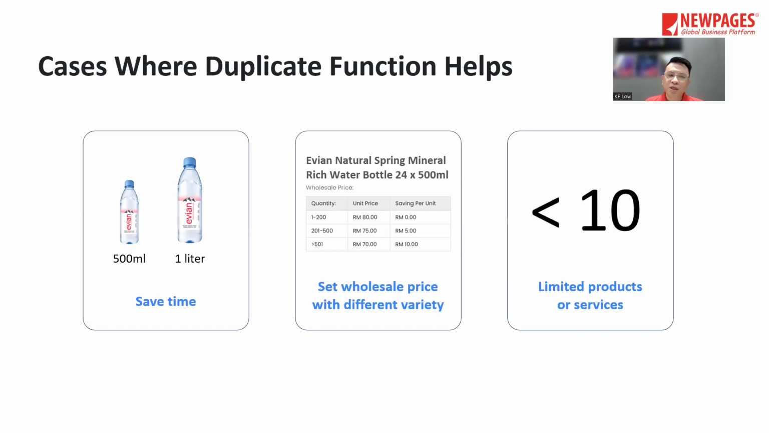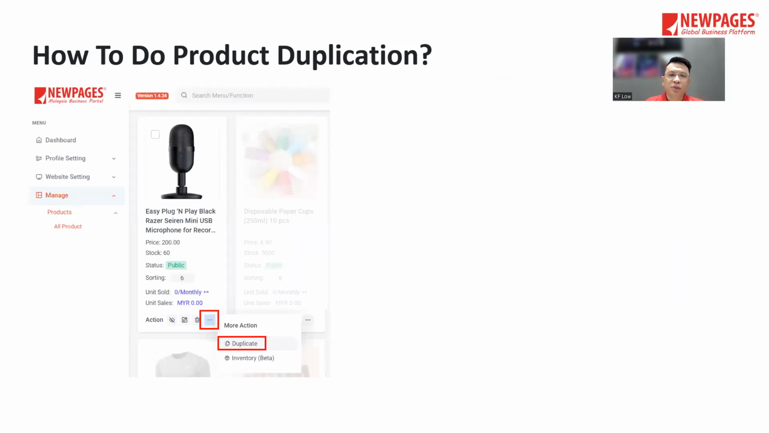So speaking about product duplication, where can you find this function? How do you duplicate a product? You can go to our merchant system, New Pages merchant system, NMS, and under manage products, you will see this 3 little dot icon. You just click on that icon, and it will reveal more actions. Just click on duplicate, and it will populate all the information that you currently have that you want to duplicate to the new page.